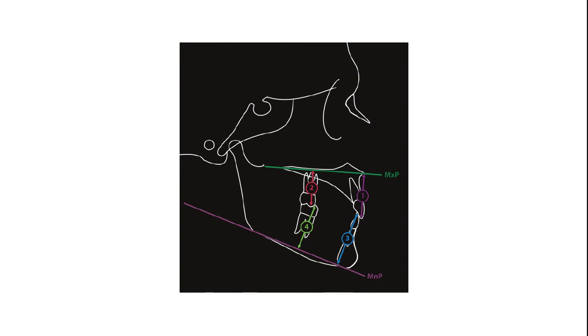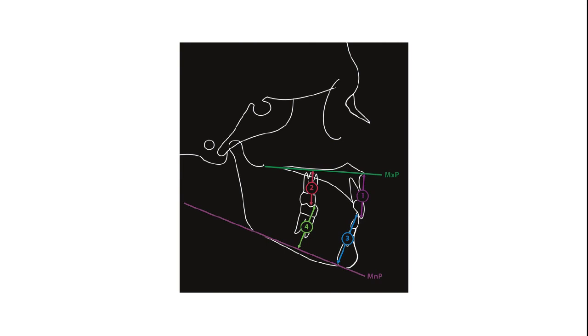The next is the anterior mandibular dental height. Anterior mandibular dental height is measured from the mandibular incisor tip to the inferior border of the mandible. In males, the normal value is 40 plus or minus 3 millimeters. In females, the normal value is 38 plus or minus 3 millimeters. An increase in this dimension may be indicative of excessive eruption of the mandibular incisor teeth and/or increased vertical chin height. A decrease in this dimension may be due to impeded eruption of the mandibular incisor teeth or reduced vertical chin height.